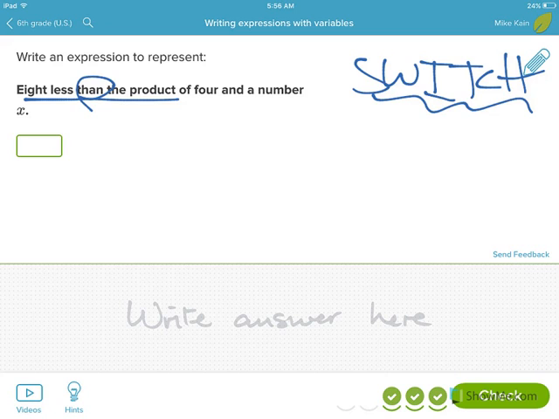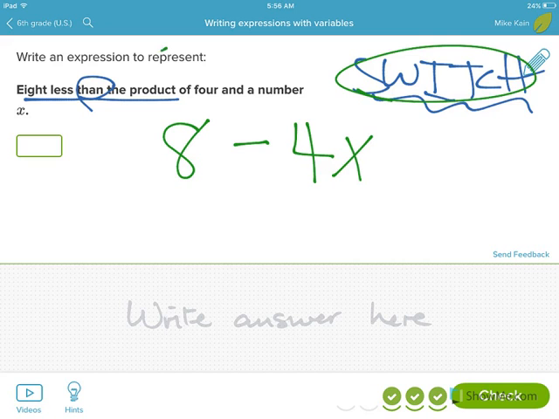All right, so 8 less than the product of 4 and the number x. So try again on that one. All right, so if I went 8 less than the product of 4x, I can switch because of than, so it's going to be 4x minus 8. Did I get it right? You actually got it right.